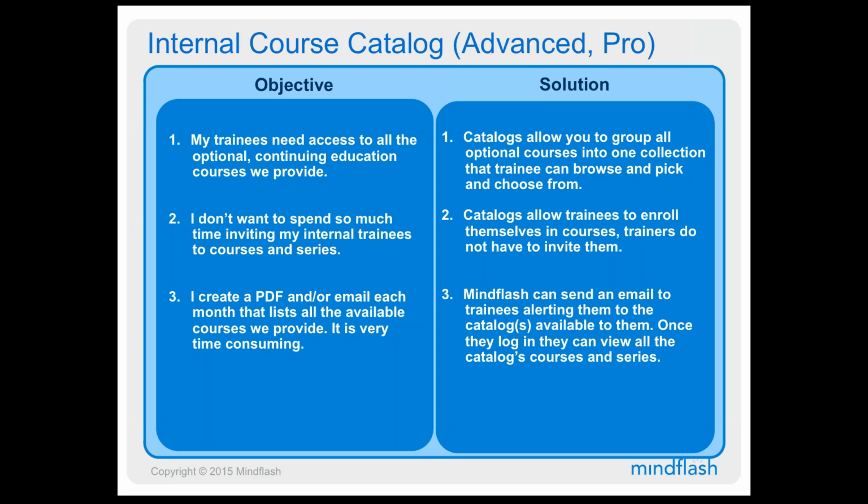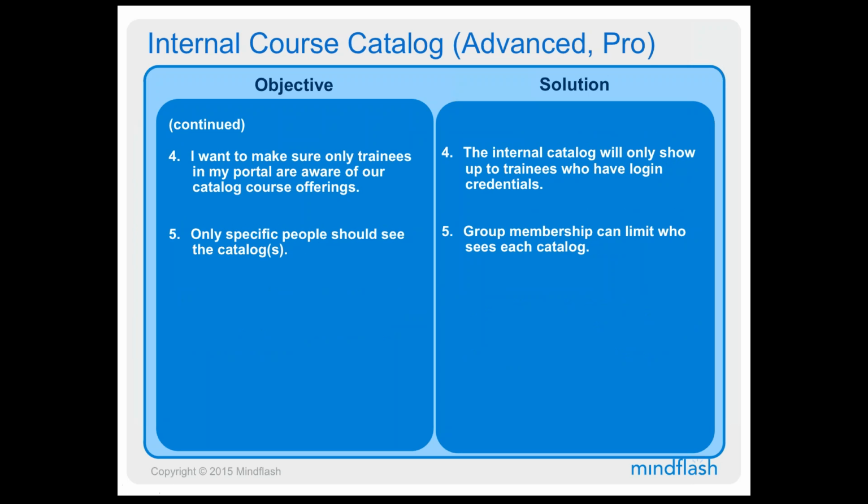And then if we go to the next slide, there's also concern that when you use an external catalog URL, people outside of your organization will be able to see your course offerings. There's a setting to ensure that the public can't actually sign up for those courses, but some programs want to make sure that there's no public reference to their training at all. So keeping your catalog internal ensures that it only shows up to trainees who have logged in. And you're also able to limit catalog access by group membership, which further reduces the people who have access to the catalog's courses. So those are some of the problems that we're solving with this.